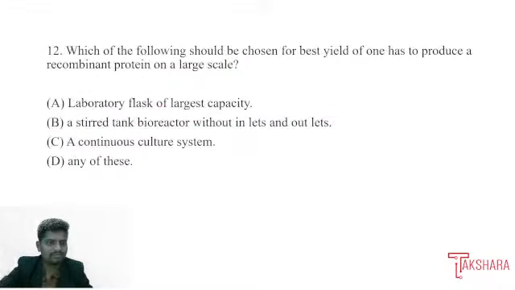The next question, number 12: which of the following should be chosen for the best yield of a recombinant protein produced on a larger scale? Which of the following should be chosen for the best yield in large production? If you use recombinant DNA technique or any kind of technique to produce a protein or any kind of product on a larger scale, the method is very best. Which method is best? For example, a laboratory flask or one of large capacity is given.